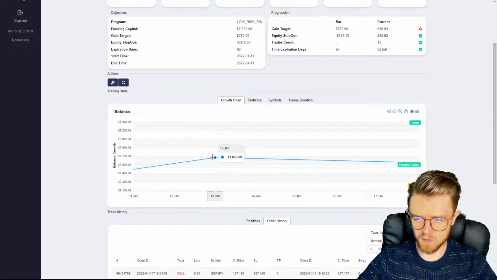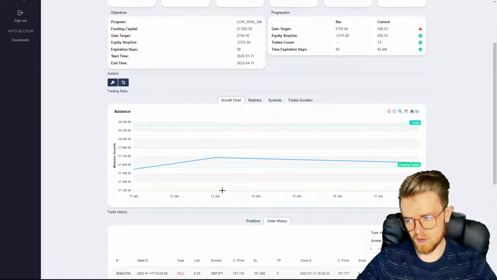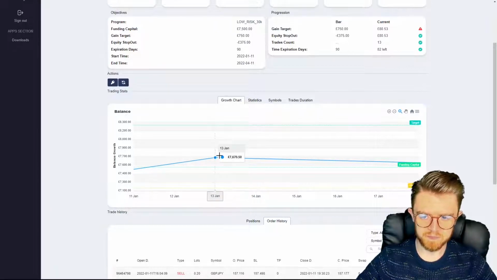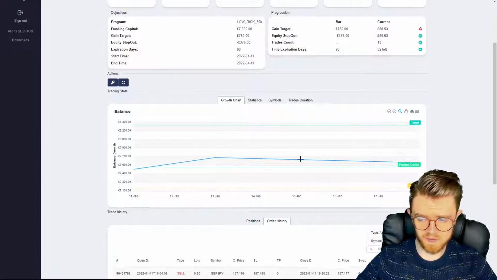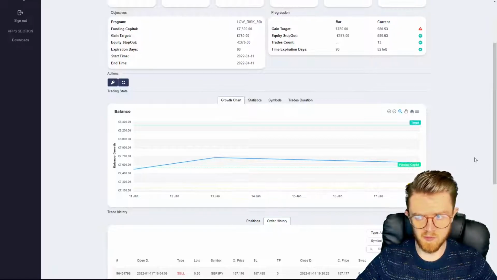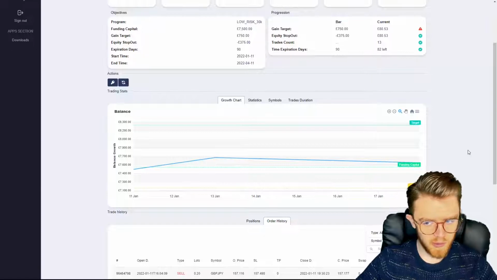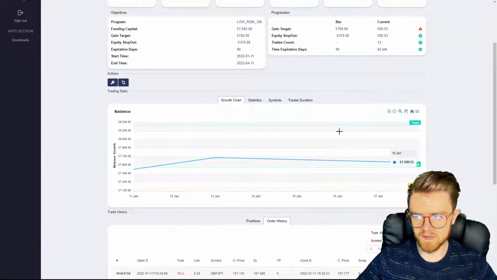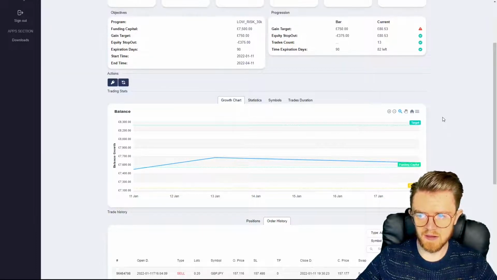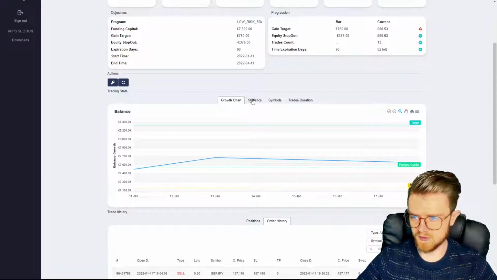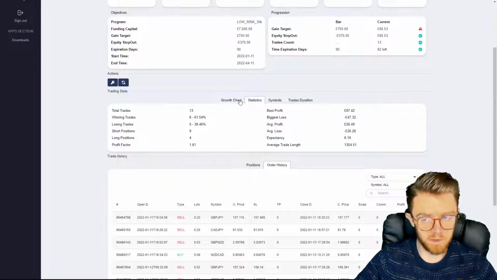So growth chart is going to give you a visual image of exactly what's happened on the account over a set period of time. So it's a good way just to track from a visual aspect occasionally how your account's doing, where you are in terms of the stop out and the target, and it allows you just to monitor your account basically as an overview.